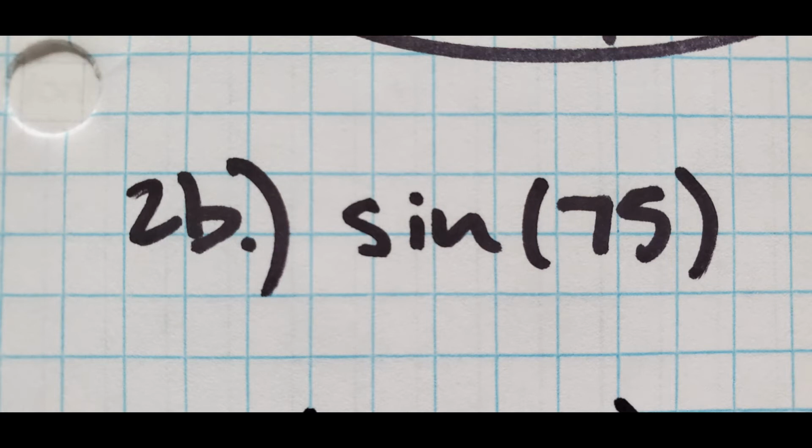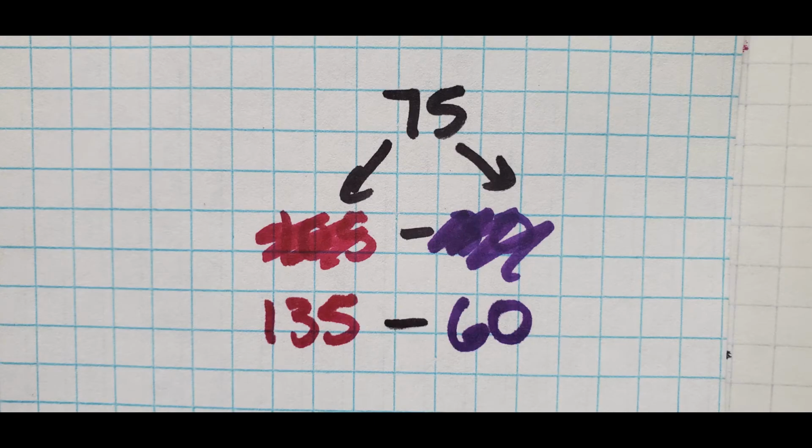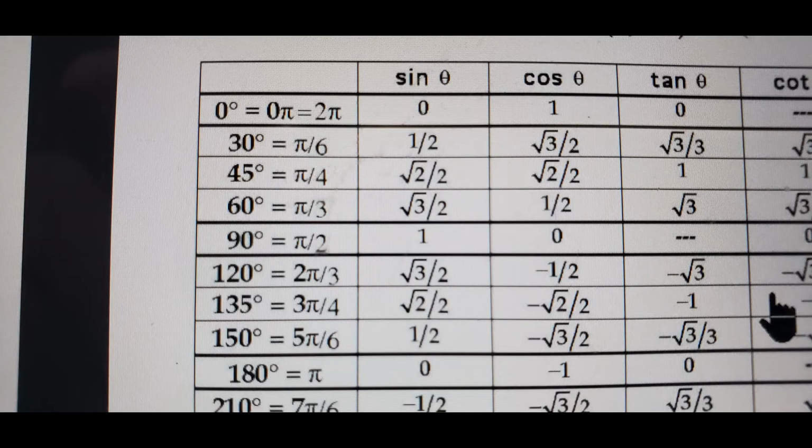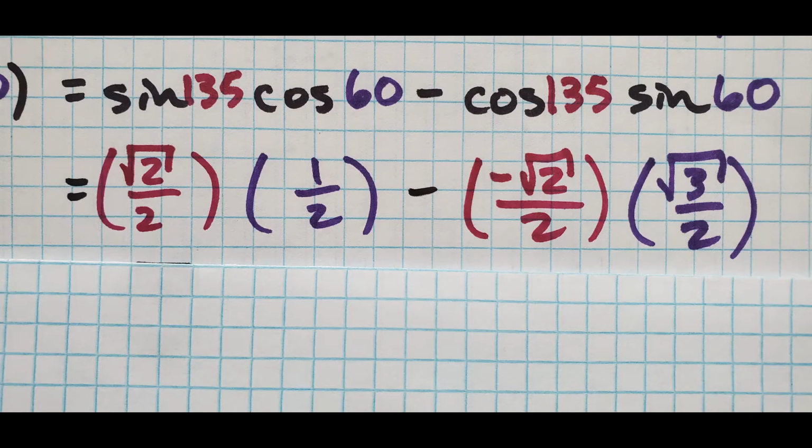All right. I hope you did well on that. So let's see how you did. 75 can be made up of, I screwed up and I said 105 minus 30, but 105 is not on the unit circle, so I had to fix that. So I got 135 minus 60. That subtracts to make 75, so we're good to go. So we plug it into our difference formula, and we end up with this. I look at my chart for all these values, and I end up with this. Multiply tops, multiply the bottoms, you end up with this.